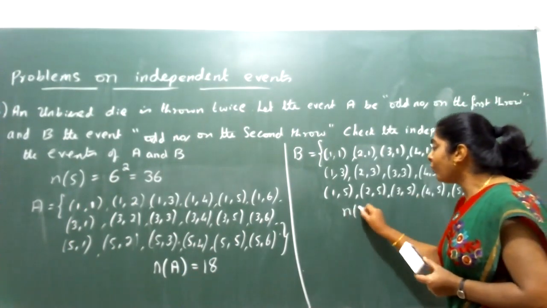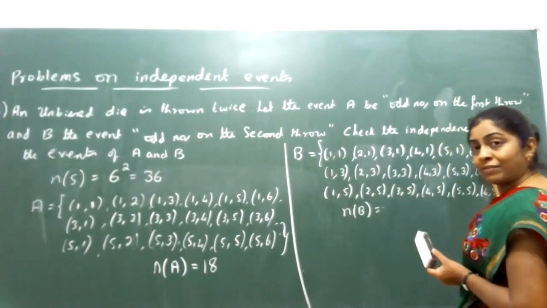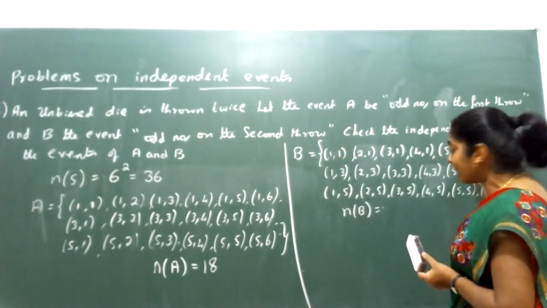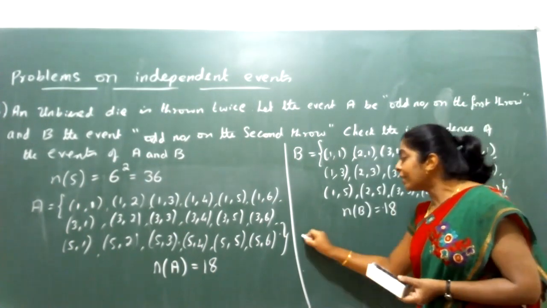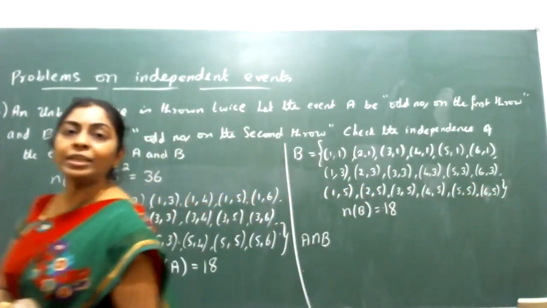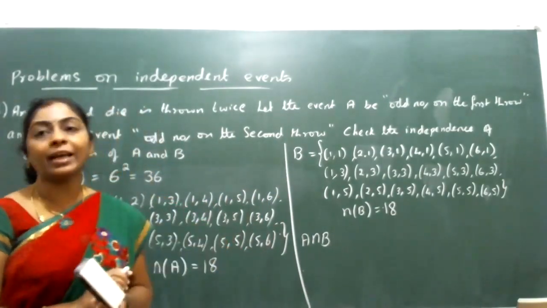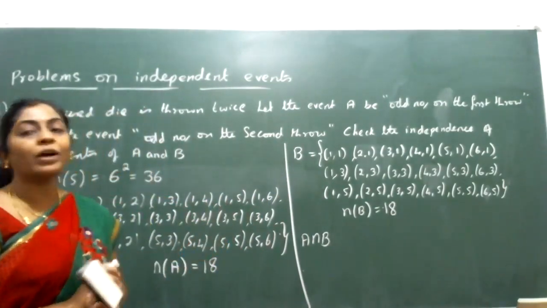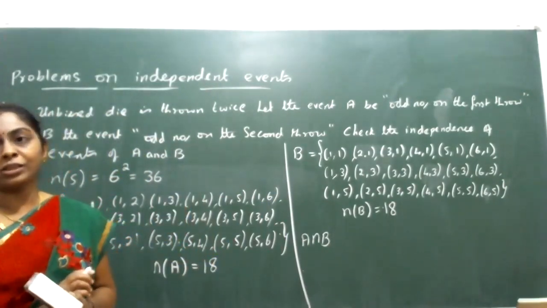Then the number of elements in B: on the first row I have 6, and 6 into 3 is 18. 6 threes are 18. What else do I require? A intersection B. We are finding the condition for independent events. For independent events, I have to find out what is A intersection B. Let me find A intersection B.